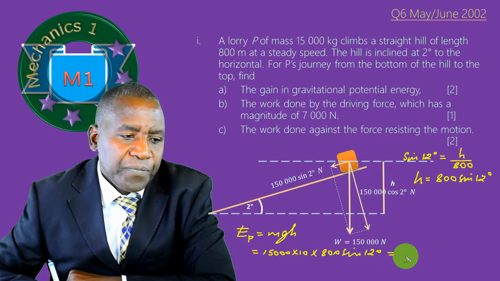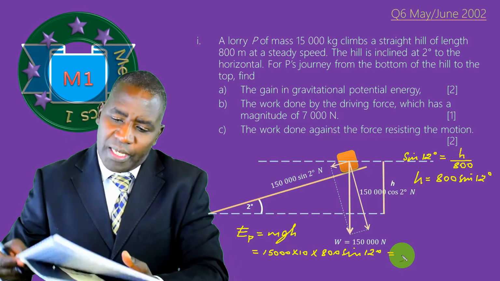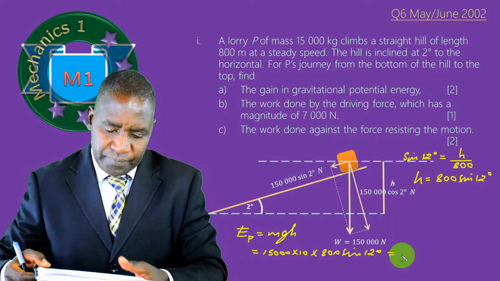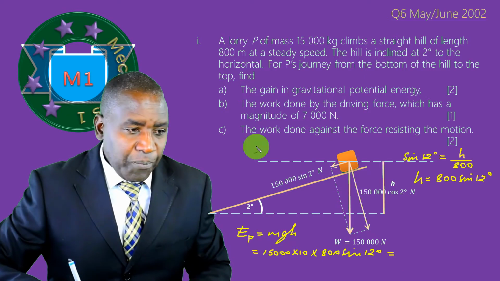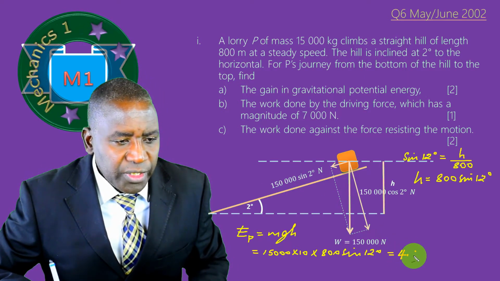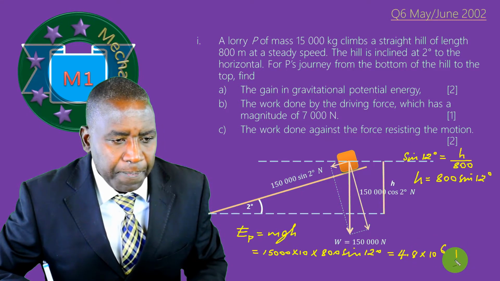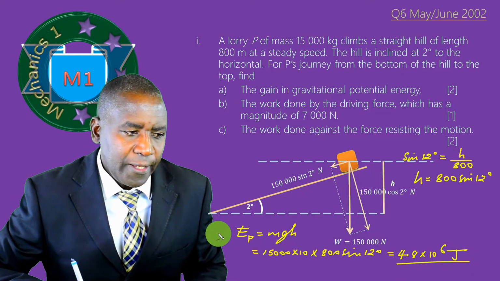And over here, I got a value of, let me just see where I worked it out. Approximately 4.2, it's rounded up, by 10 raised to power 6 joules. That is for part A.